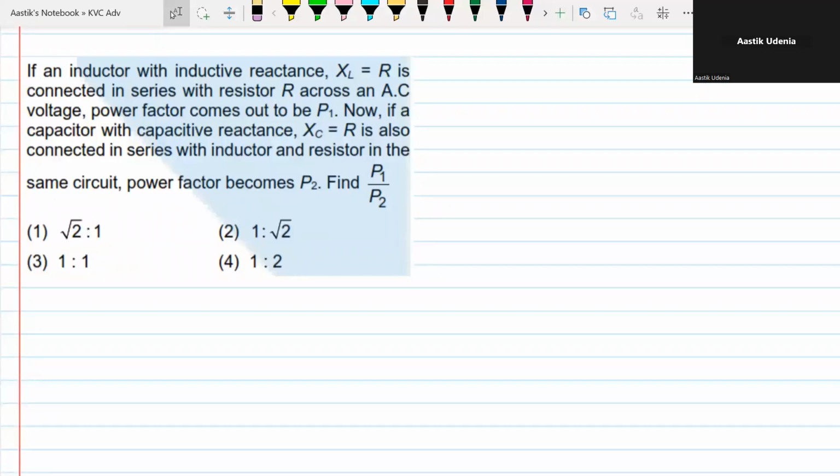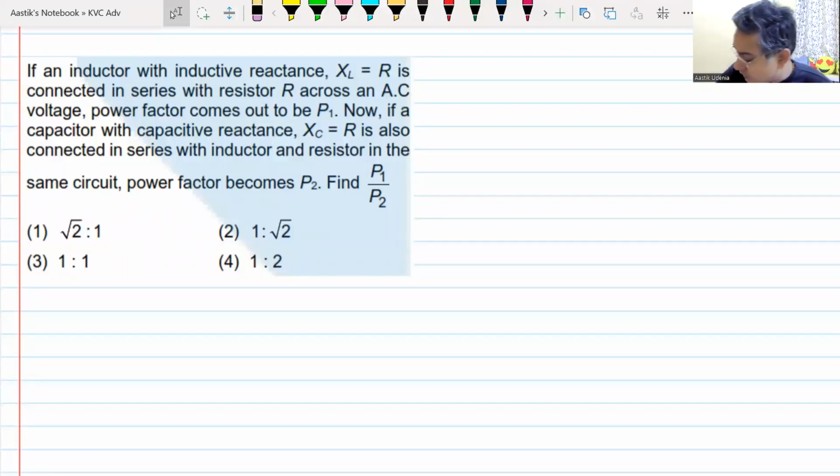An inductive reactance XL equal to R is connected in series with the resistor R across an AC source. The power factor comes out to be P1. Now, if a capacitor is also connected in series, what is the ratio of P1 to P2? I'll give you 2 minutes to do this. Option 2, 1 is to root 2. How did you get it, my dear friends?